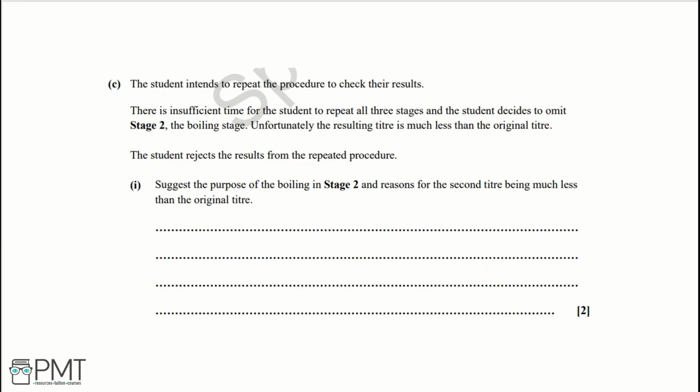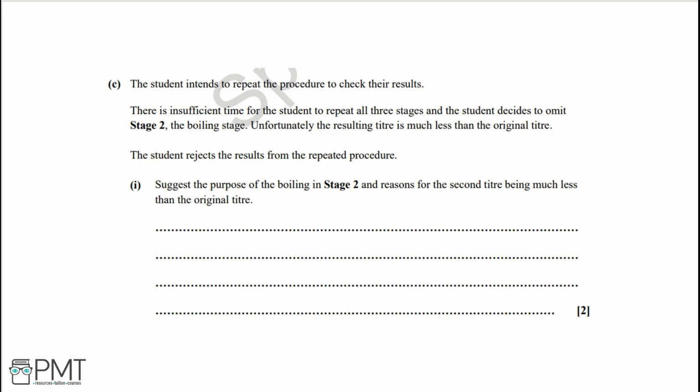Part C. The student intends to repeat the procedure to check their results. There is insufficient time for the student to repeat all 3 stages, and the student decides to omit stage 2, the boiling stage. Unfortunately, the resulting titer is much less than the original titer. The student rejects the results from the repeated procedure. Part 1. Suggest the purpose of the boiling in stage 2 and reasons for the second titer being much less than the original titer.